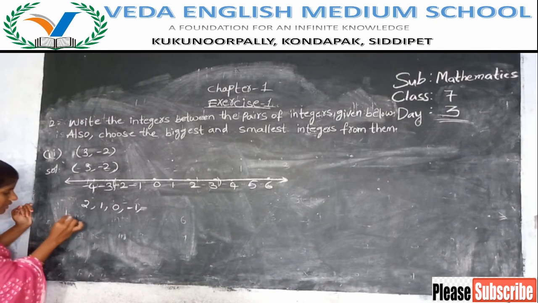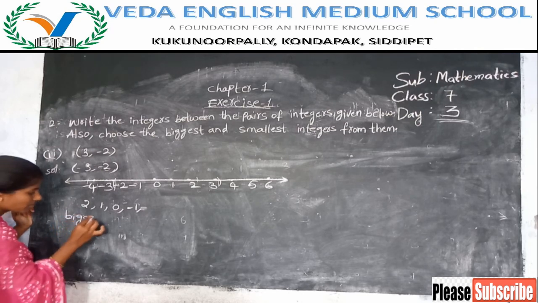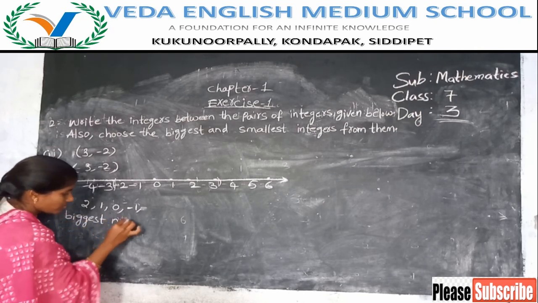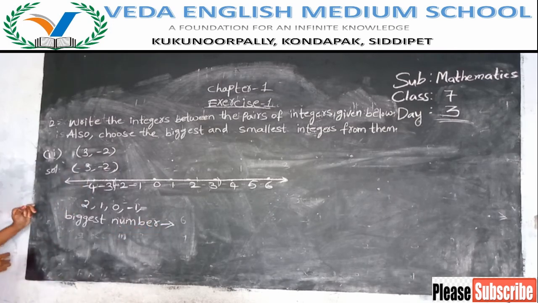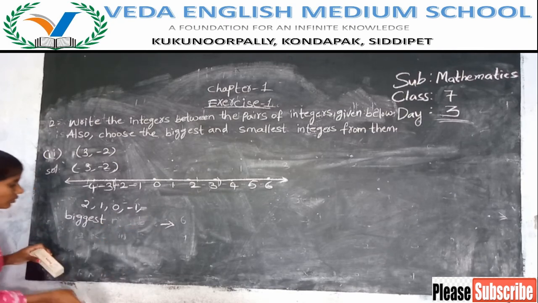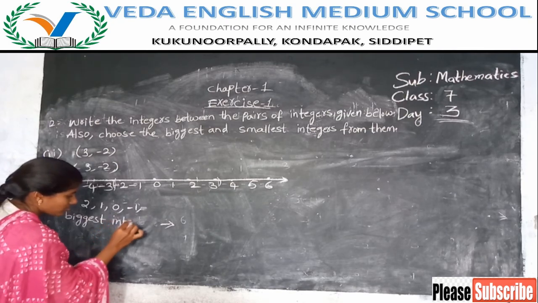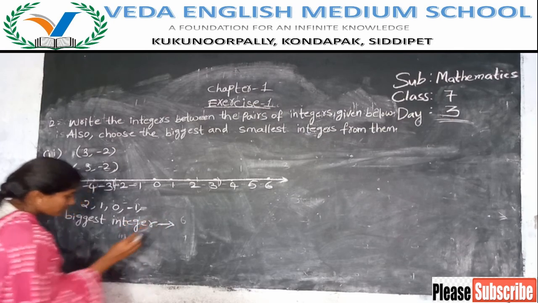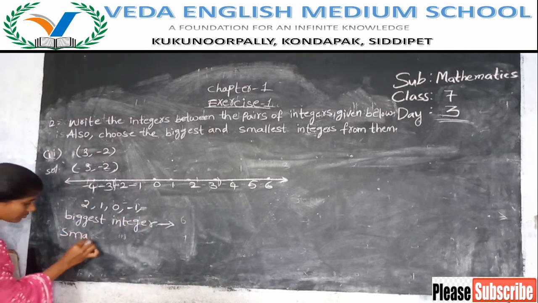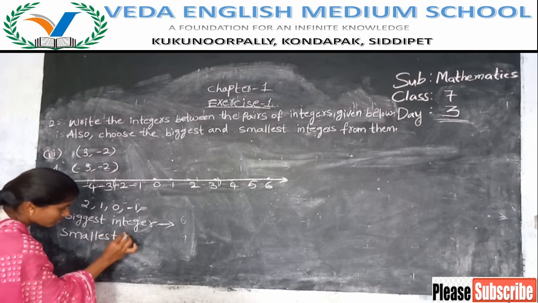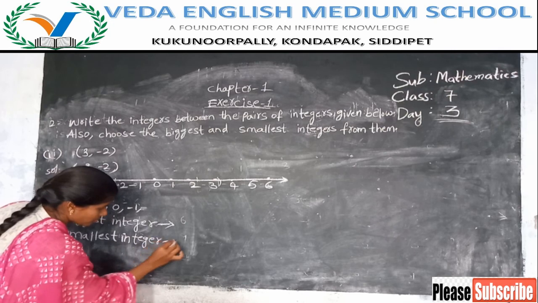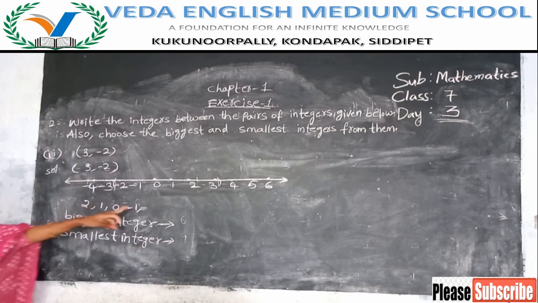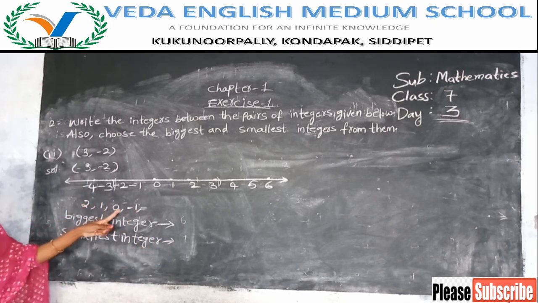Now we have to find what is the biggest number and what is the smallest number. I will write biggest integer only. Next, smallest integer. Biggest integer: 2, 1, 0, -1.